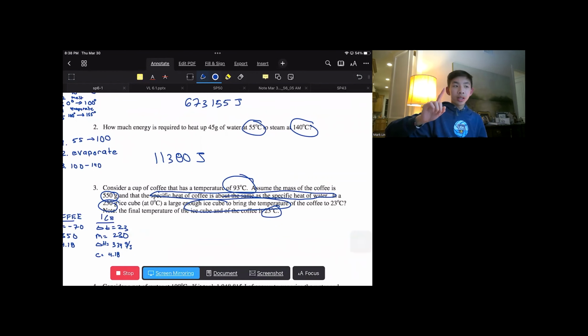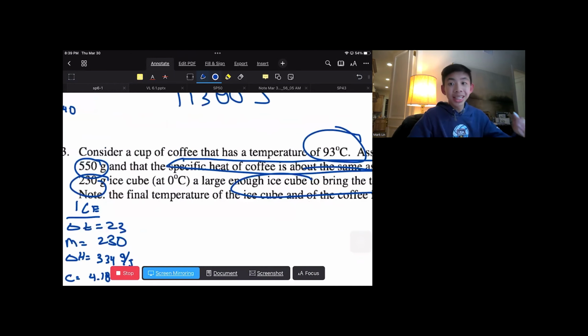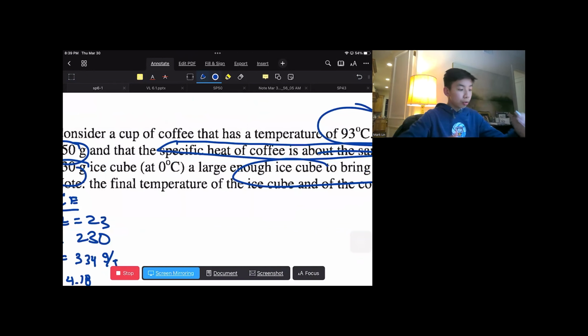We need to, one, see how much energy this ice cube releases, and two, how much energy is needed to take this coffee cup to 23. And then when we get these two different energies, we need to see, does it match? Does it meet the requirements?